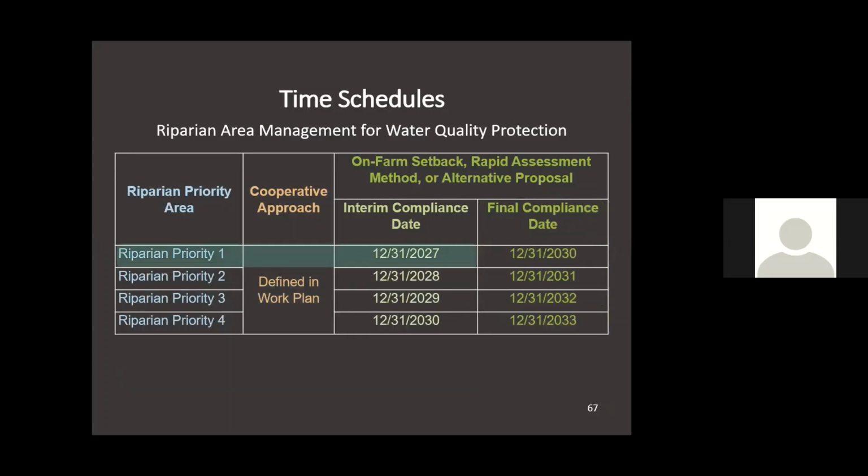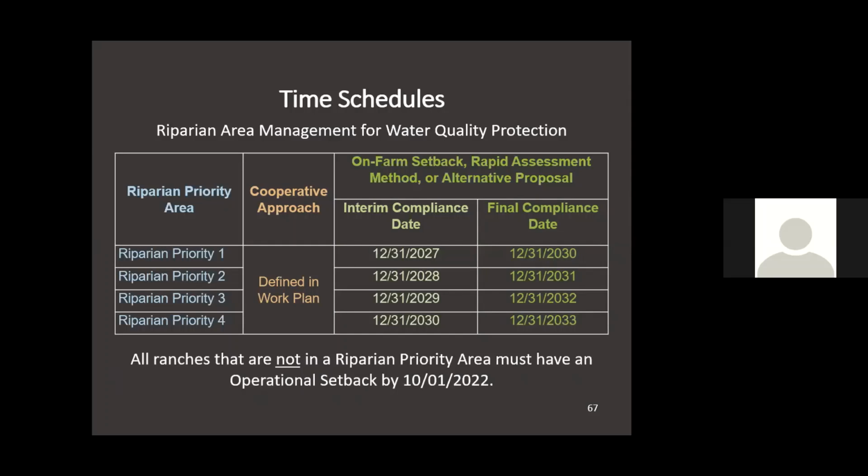For example, the interim compliance date for riparian priority area 1 isn't until 2027, and the final compliance deadline is 2030. If your farm is not in a riparian priority area, then you must have your operational setback established by October of 2022, before the winter rainy season begins.